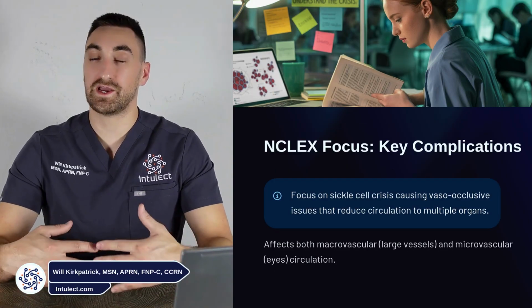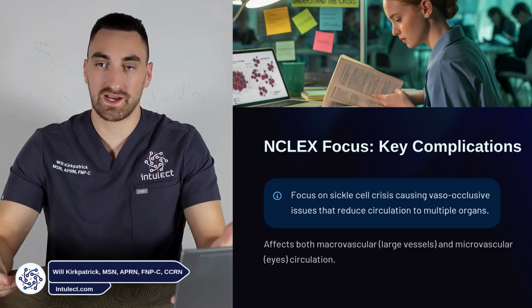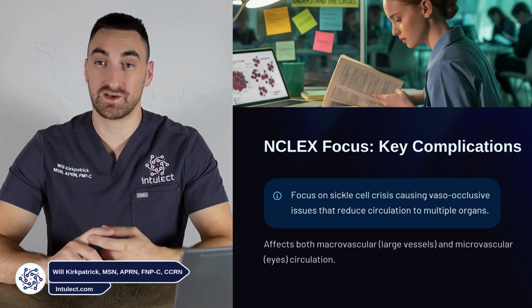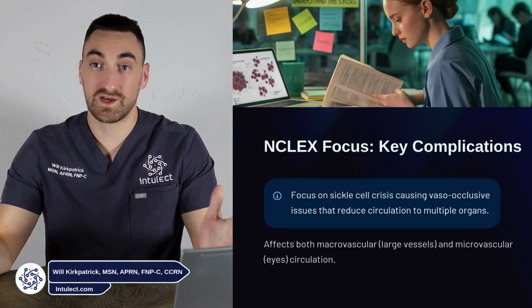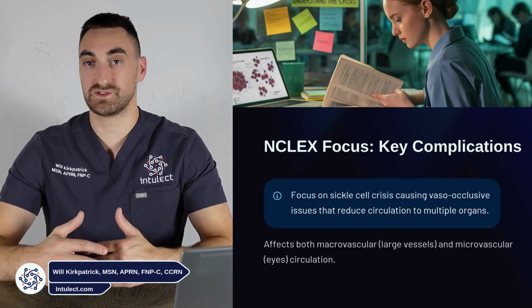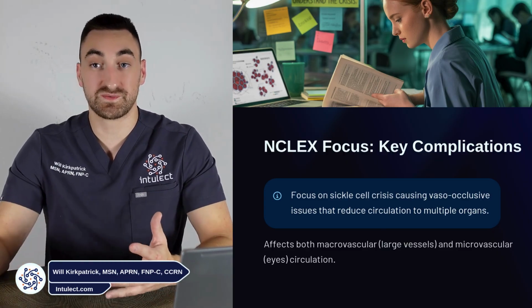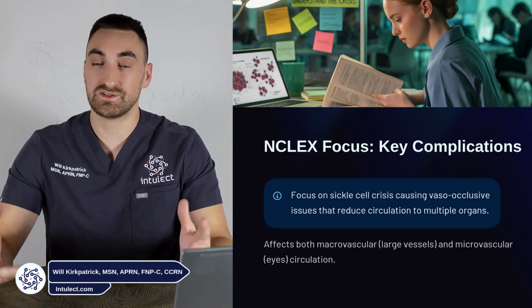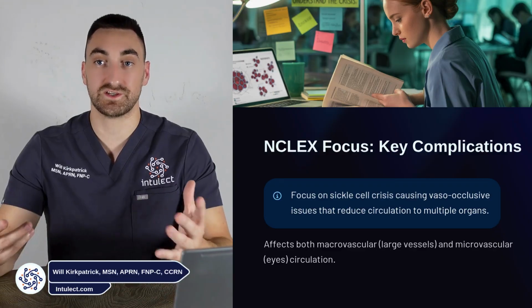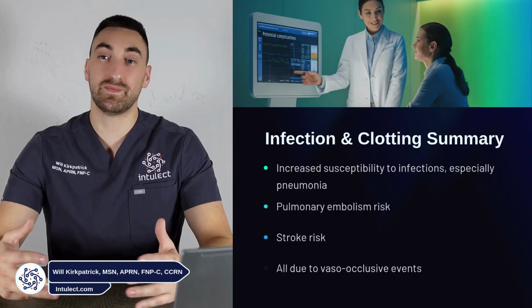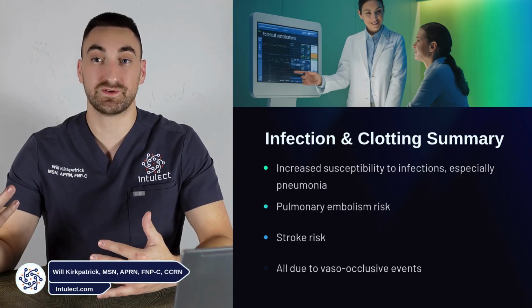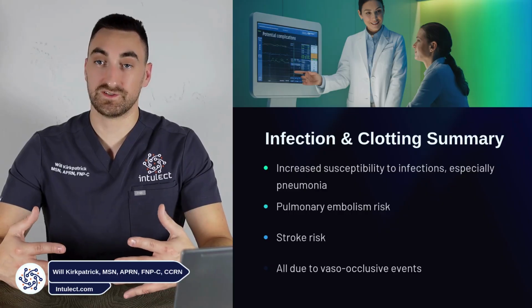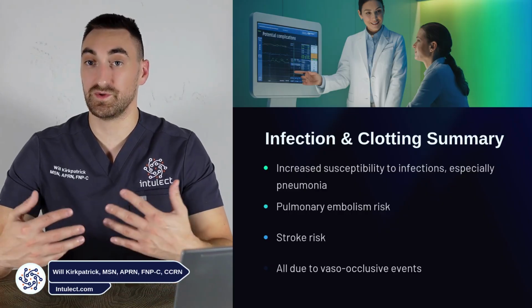So when you think about complications and there's a question on the nursing exam and NCLEX, think sickle cell crisis, where it could cause vaso-occlusive issues, so it decreases the circulation to multi-organs. So it can cause issues with your eyes, your liver, your spleen, as we talked about. So your macrovascular types of issues and also your microvascular types of issues, such as the eyes. And then you're also going to think about infection, so they're increased susceptible to infections such as pneumonia. And those major complications, because of those vaso-occlusive issues where the clotting occurs, it could end up doing a pulmonary embolism or a stroke.